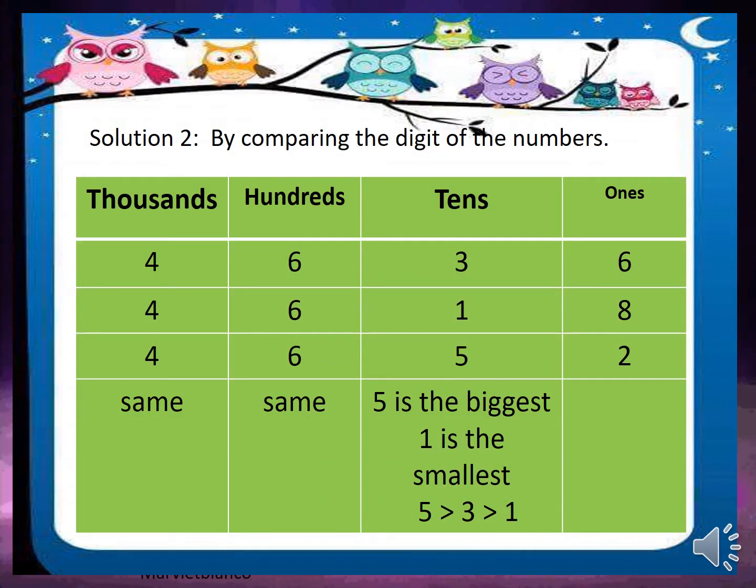By comparing the digits of the numbers, we show the place value. Let's start from the right. You have the ones, tens, hundreds, and thousands. So we have the three given numbers, 4636, 4618, and 4652. We write them in the place value chart and we compare the numbers. 5 is the biggest, 1 is the smallest. So 5 is greater than 3, which is greater than 1.